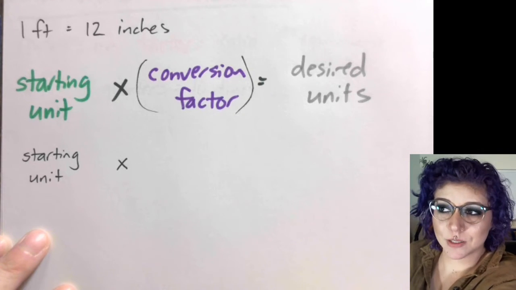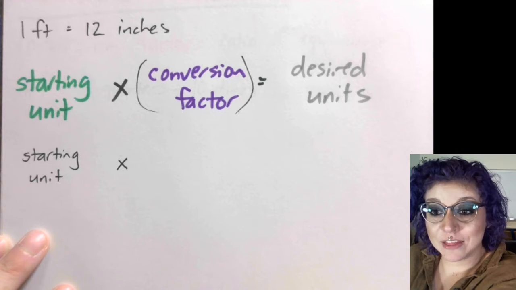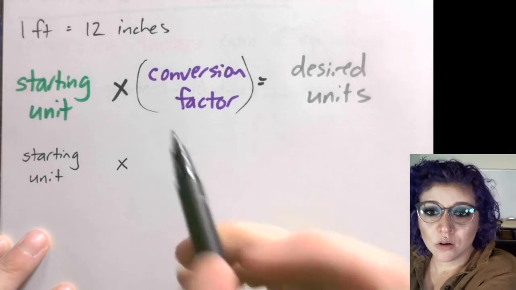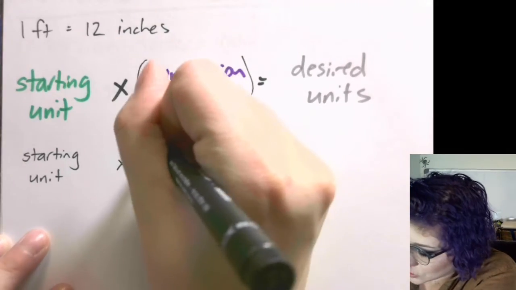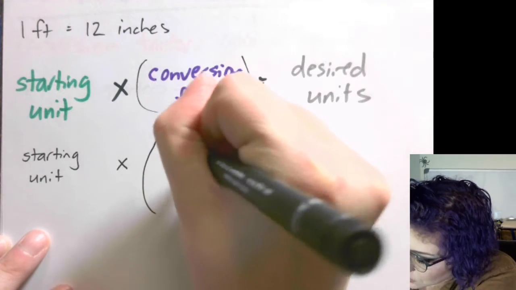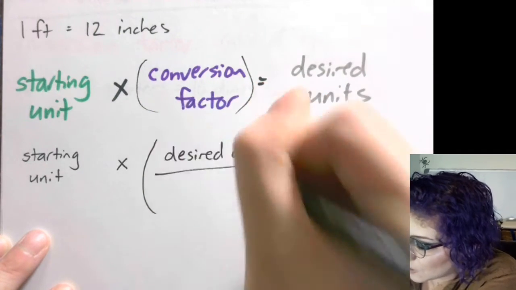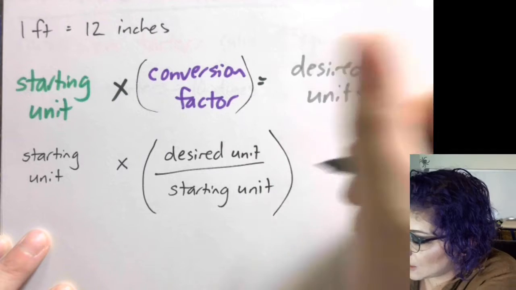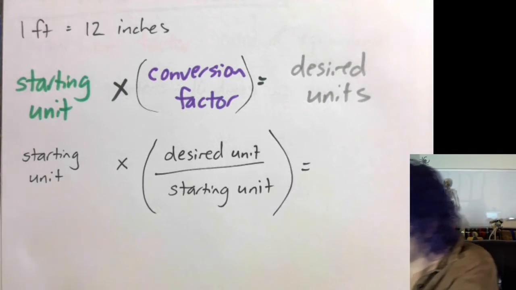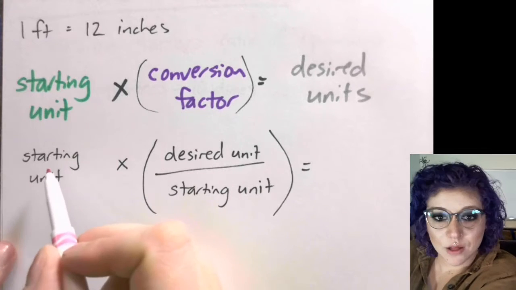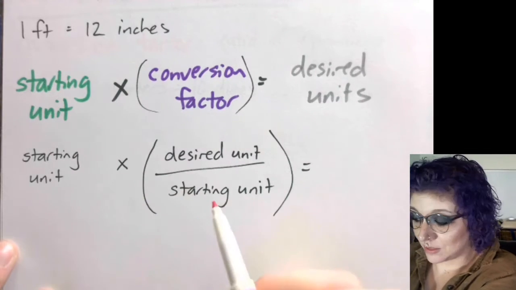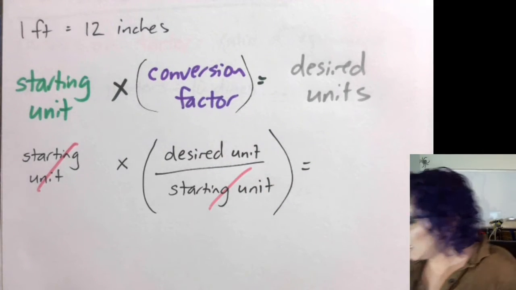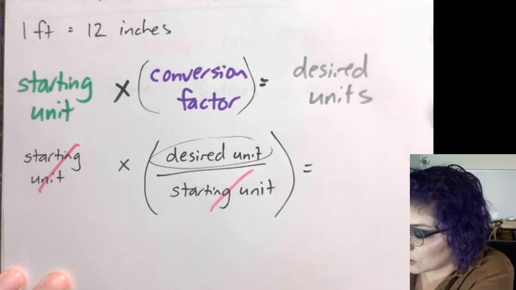Remember how in fractions, if there's the same thing in the numerator and the denominator, we can cancel them out, right? So our conversion factor is really just our desired unit over our starting unit. We know that this is in the numerator, starting unit, this is in the denominator, starting unit. We can cancel these out and we end up with our desired unit.